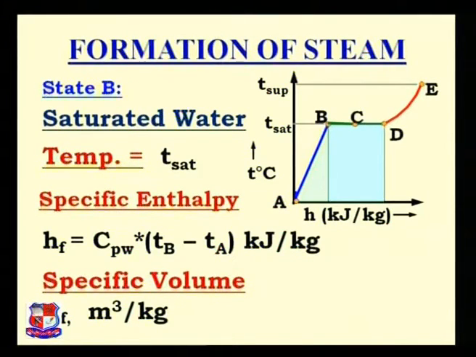As we have studied in the previous lecture, the values like T sat, hf and vf can be obtained using the steam table. So if we want to find out the properties at point B, we have to use the steam table at the particular pressure.